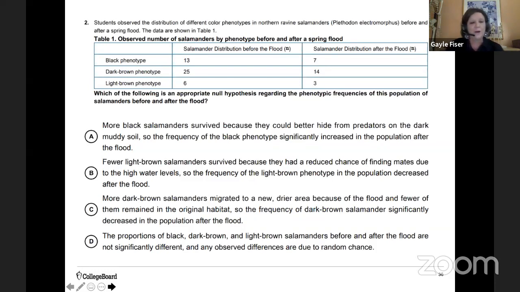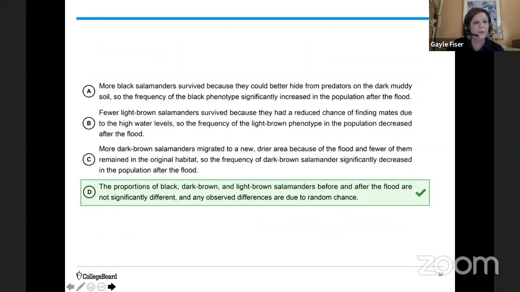Okay, and I hope it was practically what I told you earlier to write as a null. I hope you chose D. The proportions of black, dark brown, and light brown salamanders before and after the flood are not significantly different, and any observed differences are due to random chance.